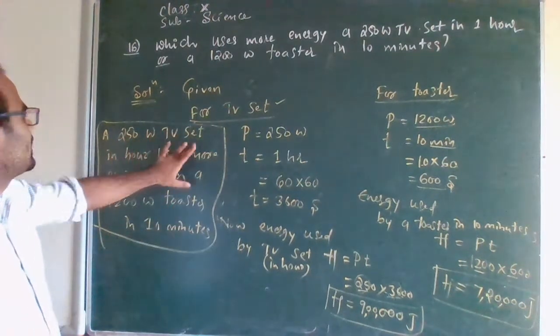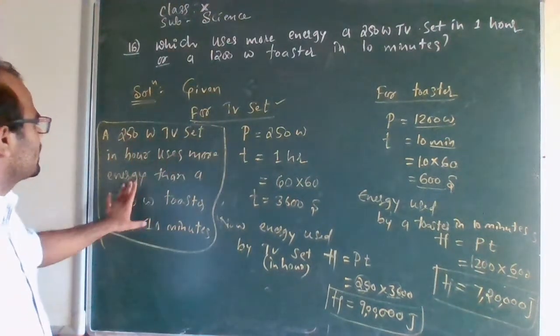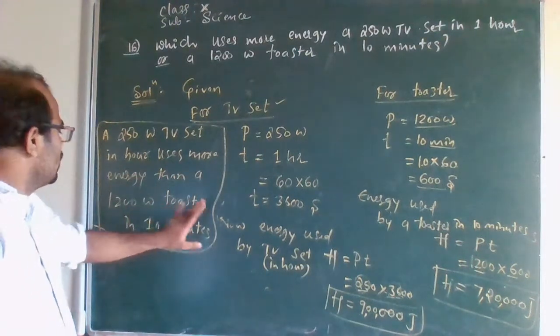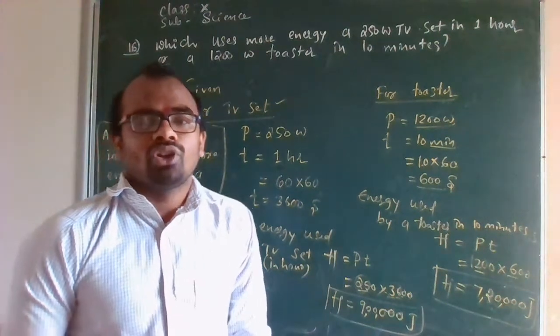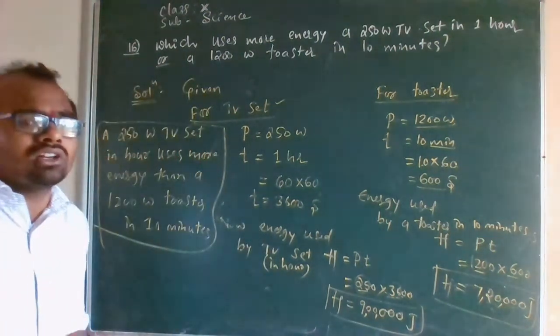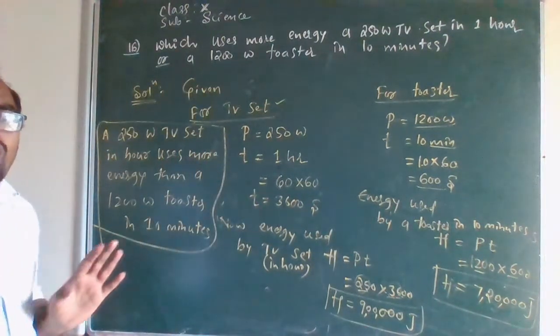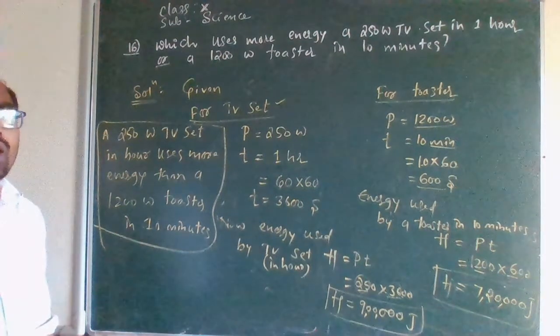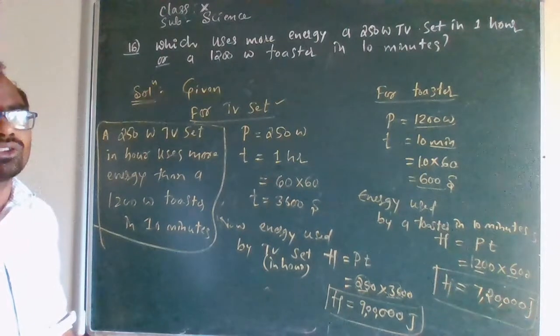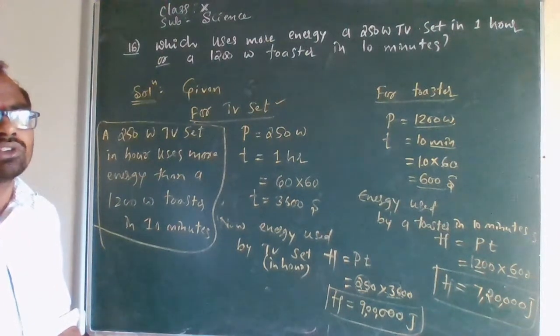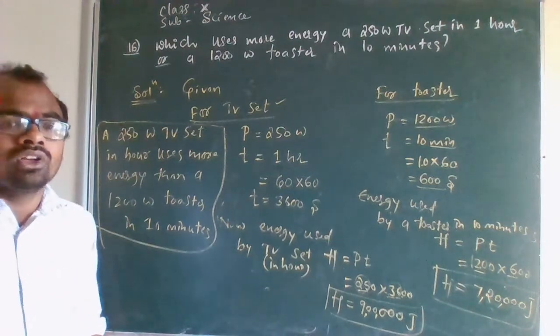So a 250 watt TV set in 1 hour uses more energy than a 1200 watt toaster in 10 minutes. So this is the problem. You can take a screenshot of this, or you can pause the video and write it down. I will give you 5 seconds to take the screenshot. 1, 2, 3, 4, 5.